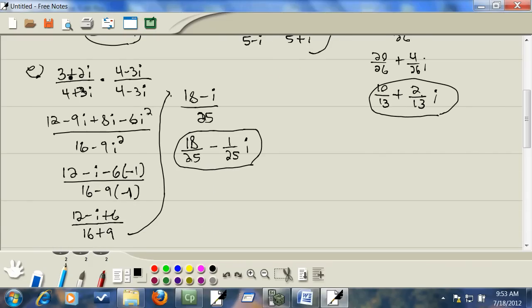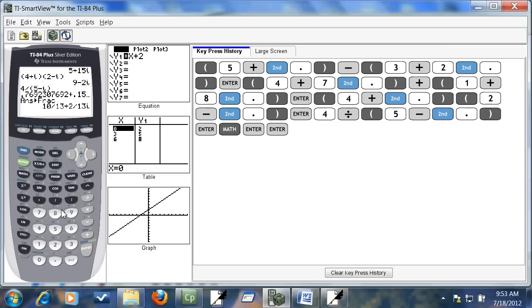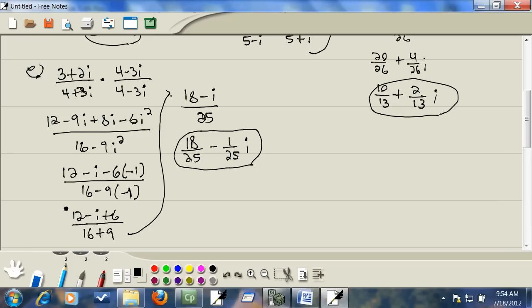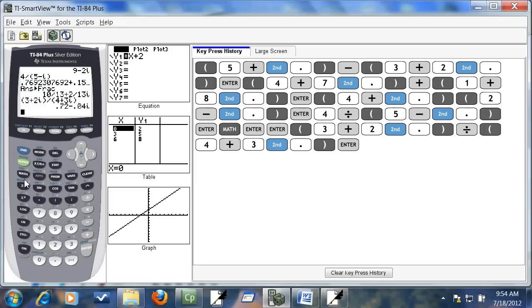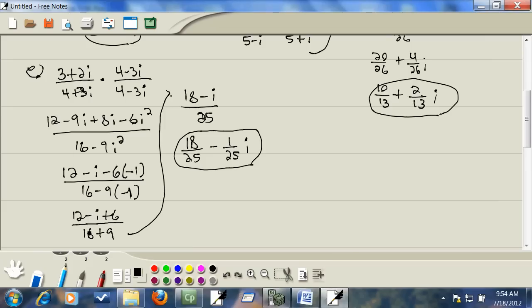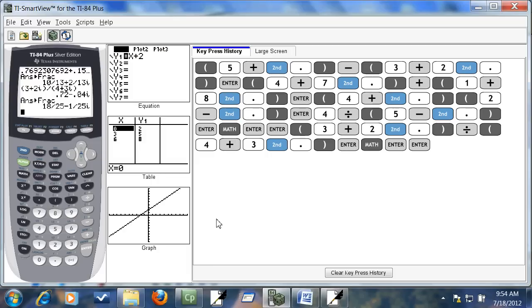Now our last one, we have to put parentheses around top, parentheses around the bottom. So I do beginning parentheses, 3 plus 2i. Close parentheses, divided by, and parentheses around the bottom. So 4 plus 3i. And then close parentheses and enter. We'll get decimals, and you do math, enter. 18 25ths minus 1 25th i. And that's how you do it on the calculator.